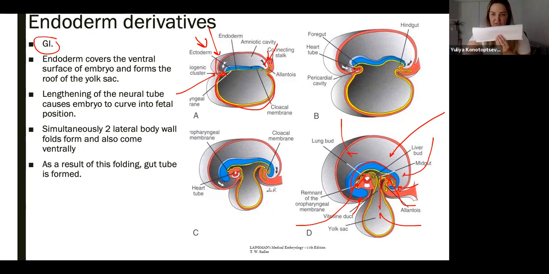I repeat, this is the foregut right here. Do you see any connection to the yolk sac? No. This is the hindgut. The only connection it has is to allantois, but we'll talk about it next semester. It's not important this semester. So midgut is the only one that has connection to the yolk sac, and that connection is called vitelline duct.